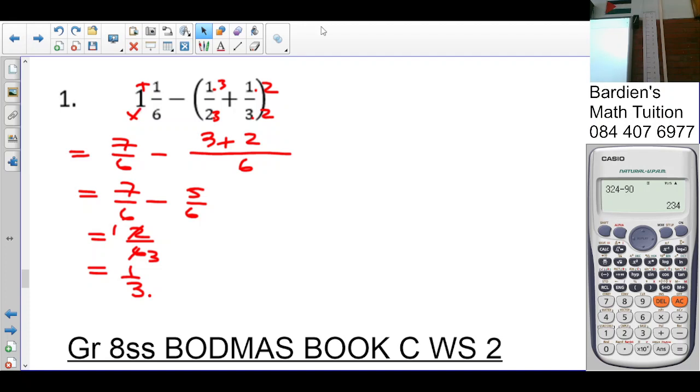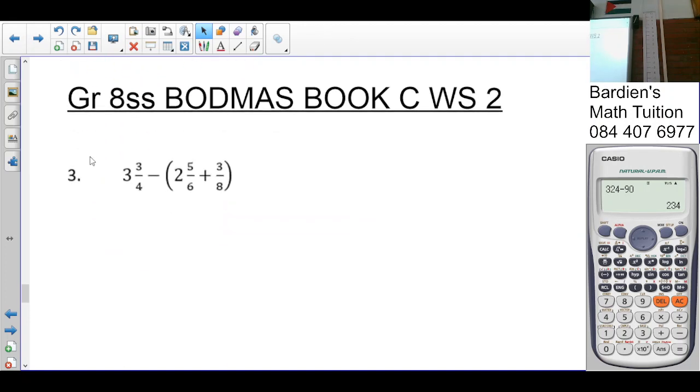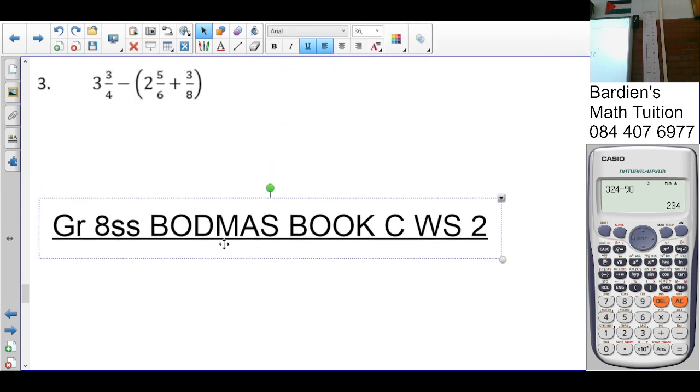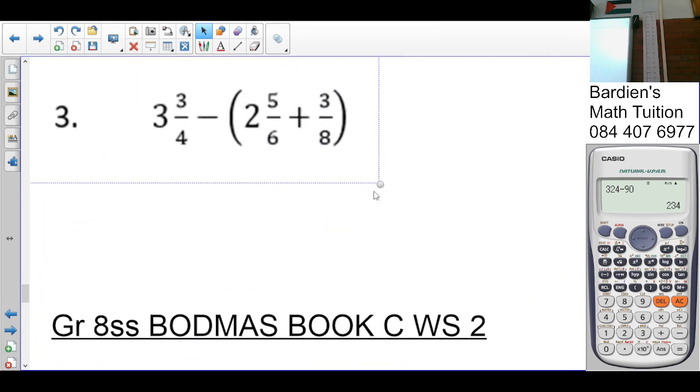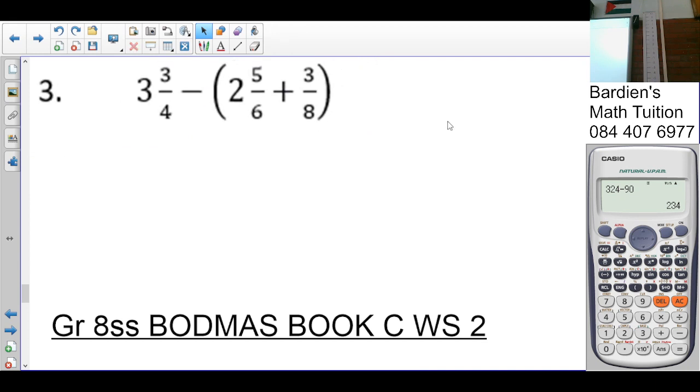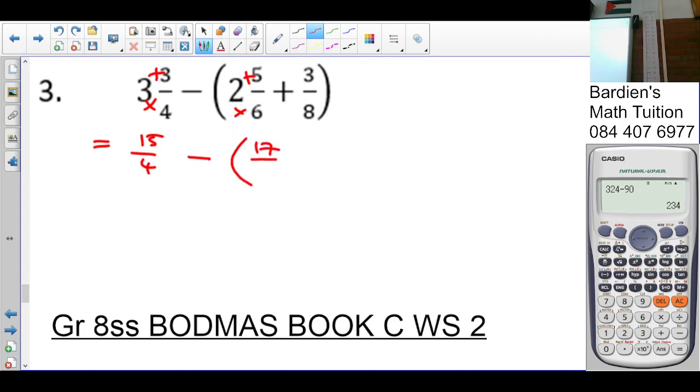Right, let's do the next one. The next one is number 3. So what do we do first? The brackets. But what I'll be doing first is I will always change into improper fractions. Okay. So let's go and change that. Change that as well. So that's going to give you 15 over 4 minus 17 over 6 plus 3 over 8. You all agree with that? Alright. Now what do we do?